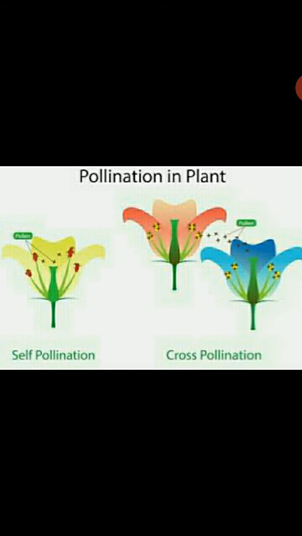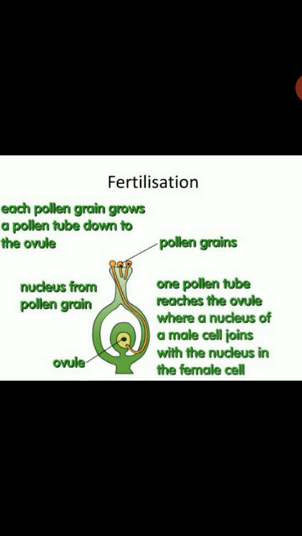When the pollen grains from the anther of a flower transfer to the stigma of the same flower, then it is called self-pollination. When the pollen grains from the anther of a flower of one plant are transferred to the stigma of a flower of another similar plant, then it is called cross pollination. After the pollen grains fall on the stigma, the next step is called fertilization.